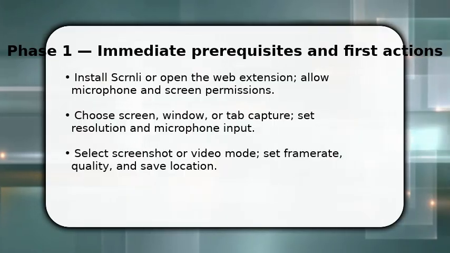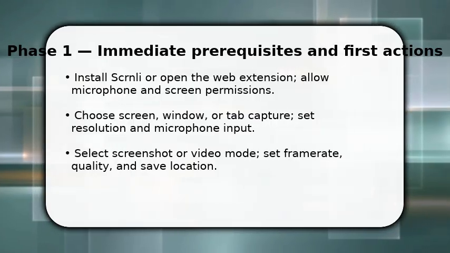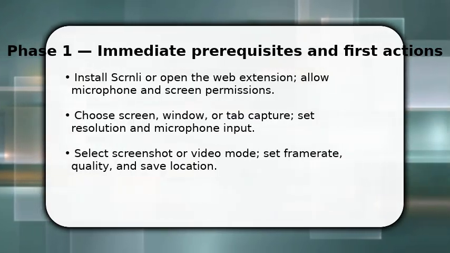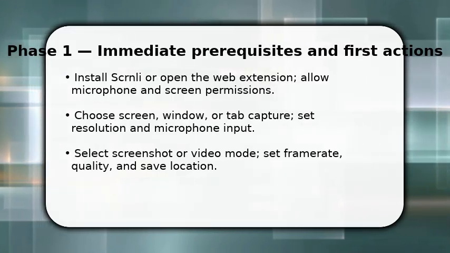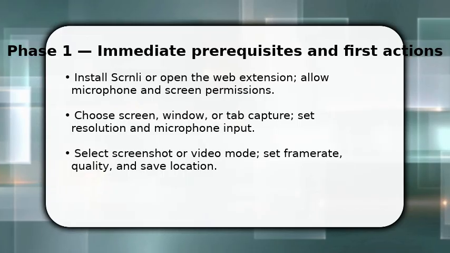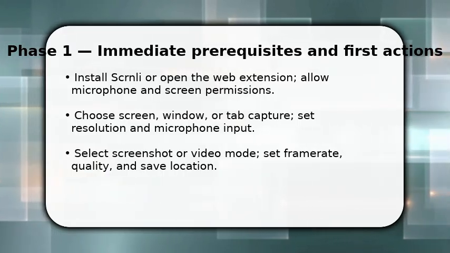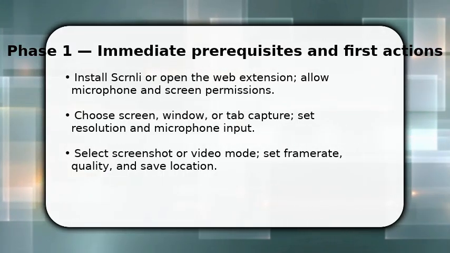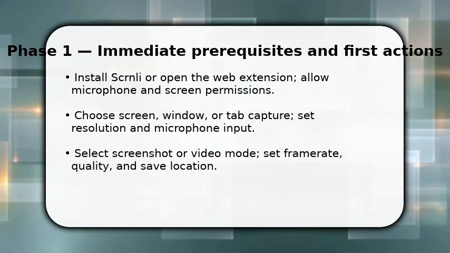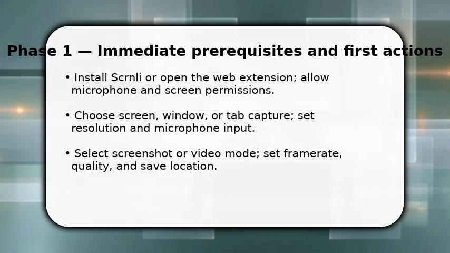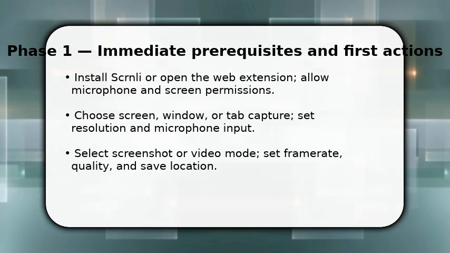You begin by opening Scrnli and granting permissions so recording works immediately. This avoids later failures. Next, pick whether you want the whole screen, a single window, or a browser tab. Choose the capture that matches your goal. Then switch to screenshot or video mode, set resolution and frame rate, and point Scrnli at your preferred save folder. Once done, confirm microphone and system audio inputs so your captures include voice and sound.